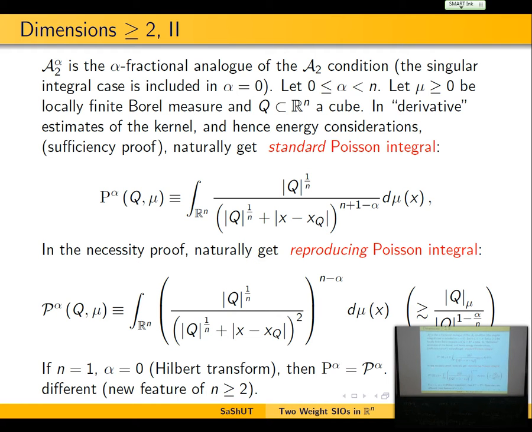And in the necessity proof, you naturally get the so-called reproducing Poisson integral, which is the same thing, but to a different power. And this one is bigger than the classical fractional A2. So in the case of the Hilbert transform, these two coincide. In the general case, they don't. And then they have to talk to each other. Because when we say A2 is necessary, we use this one. When we want to get sufficiency estimates, meaning as soon as you want to say testing plus A2 is enough to get the boundedness, you need to use this one. And as I said, they are not equal, so that creates a complication. Okay?